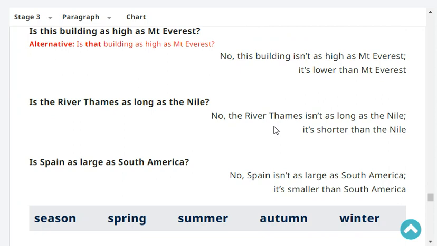Is the river Thames as long as the Nile? No, the river Thames isn't as long as the Nile. It's shorter than the Nile.